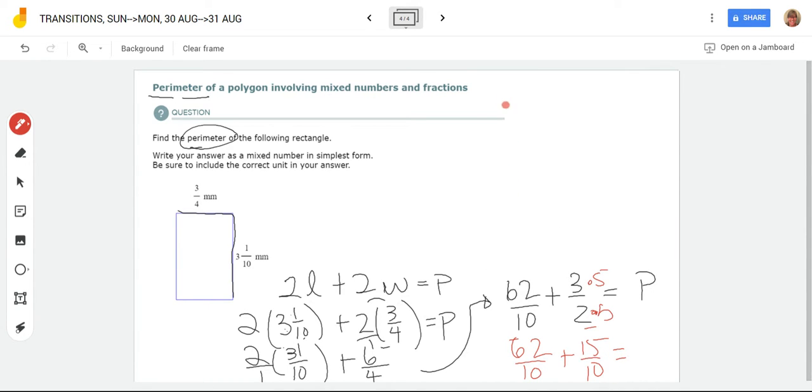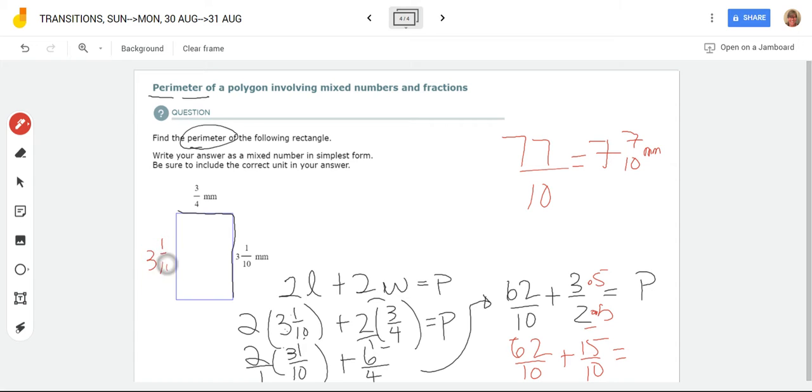Okay. 62 tenths plus 15. 62 plus 15 is 77 tenths. That means that goes in there 7 and 7 tenths. And you always need to put the units. Millimeters.